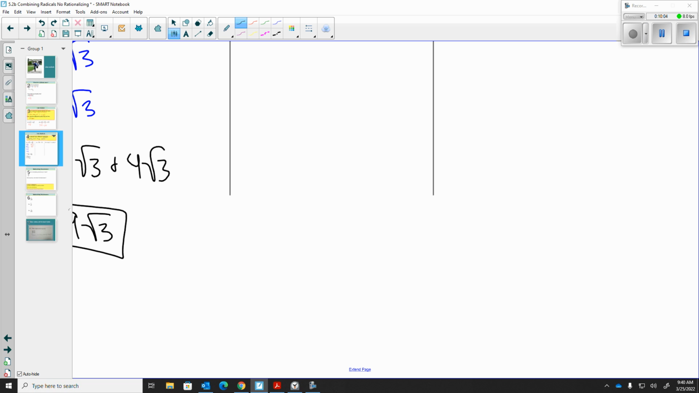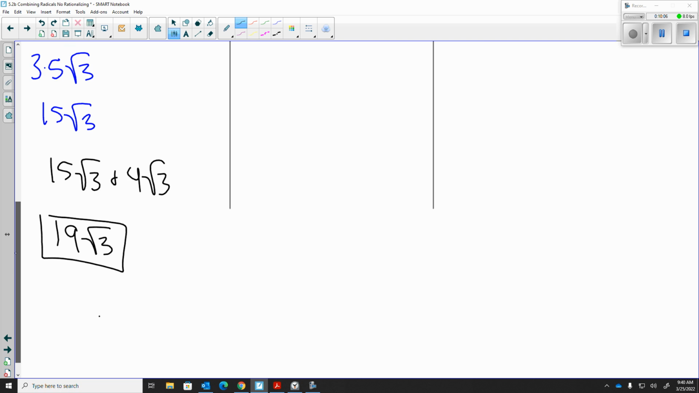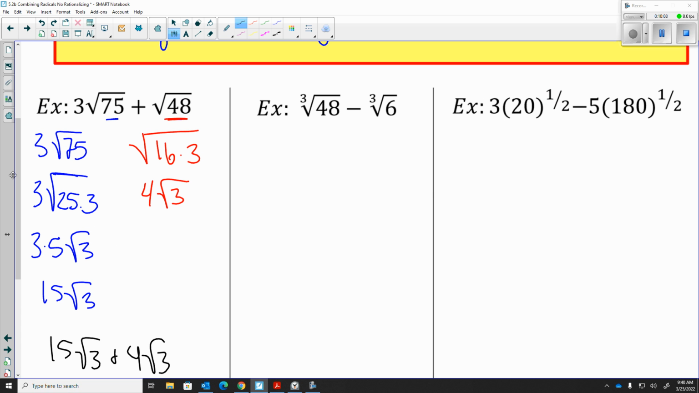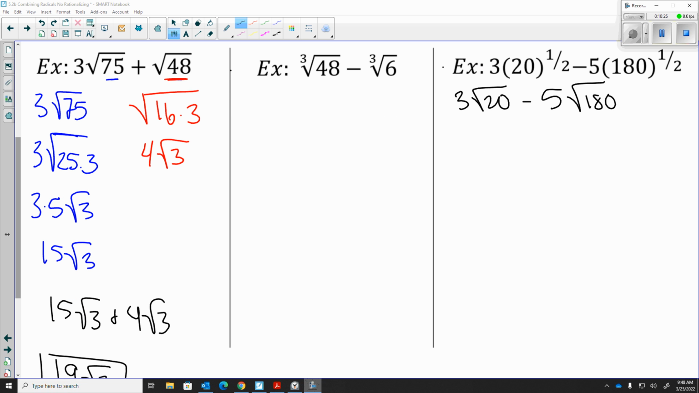Okay. Why don't you try these two on your own before you dive in too much? What is a 1/2 power? It's a square root. So this is really 3 square root of 20 minus 5 square root of 180. These ones are cube roots. Just keep that in mind. So give them a try. So remember, 1/2 power is a square root. So I turn those into a square root.